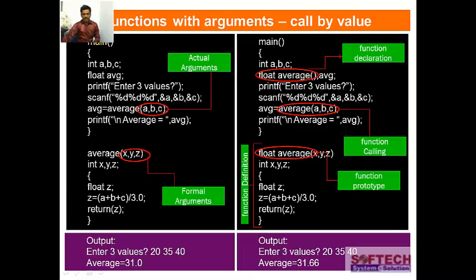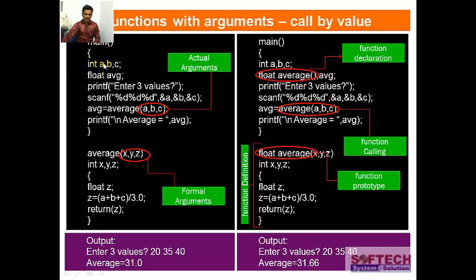Through this example, we learn about the function with arguments, that is call by value, because functions with arguments are further classified into two types. One is call by value and another one is call by reference. Now we discuss call by value, that is function with argument, call by value.